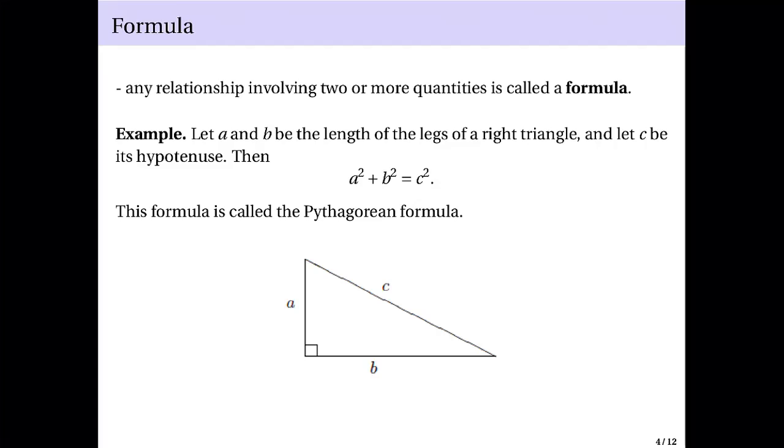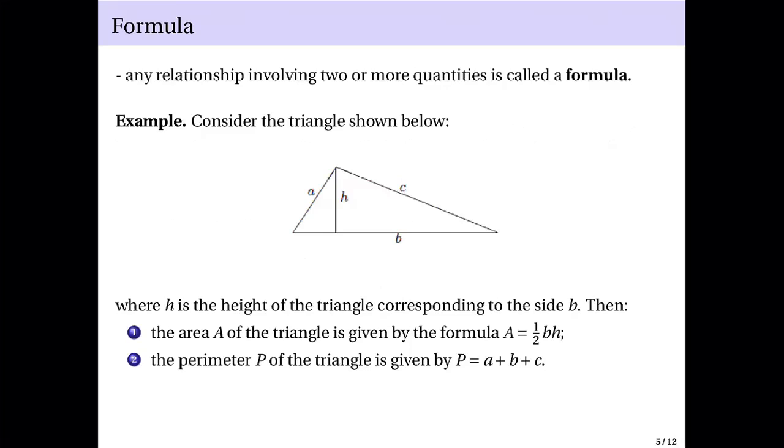Then the following relation holds. You have A squared plus B squared equal to C squared. And we call this the Pythagorean formula. We call this the Pythagorean formula. Now, another formula on triangles is the following.